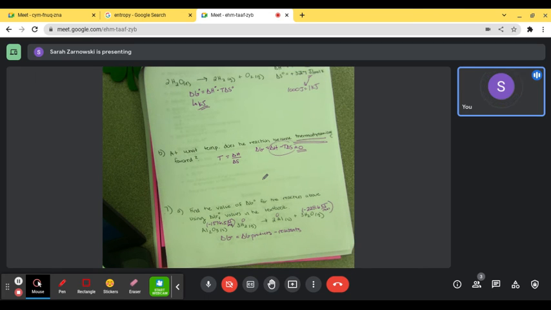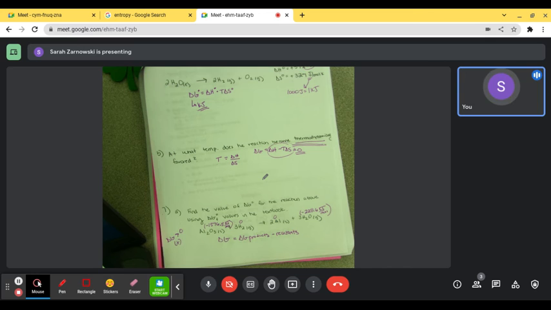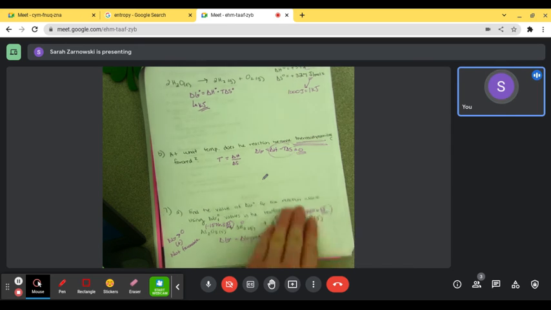One thing I want you to know: if change in G is greater than 0, meaning it is positive, that means it's not favorable. So the reaction won't happen spontaneously. That's all you need to know for that one. So, products minus reactants.